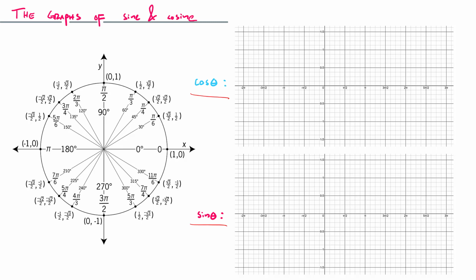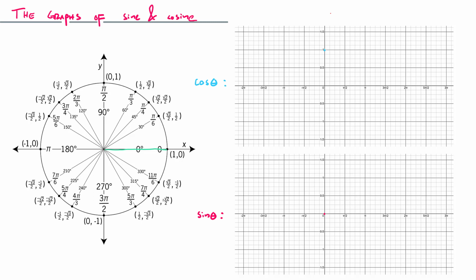The inputs in radians are our x coordinates, right? The outputs are the x coordinate here on the unit circle and the y coordinate here on the unit circle. That's what I'm going to graph as the y coordinate for the graph of cosine and sine. So at 0 degrees, cosine is 1 and sine is 0.